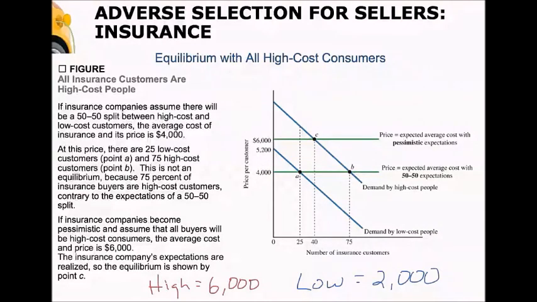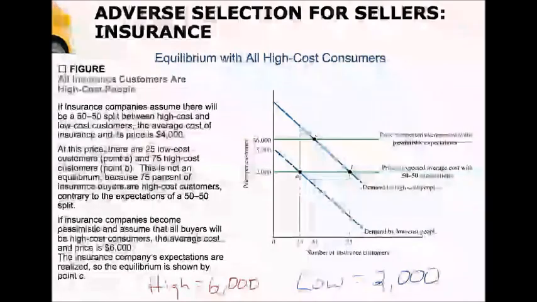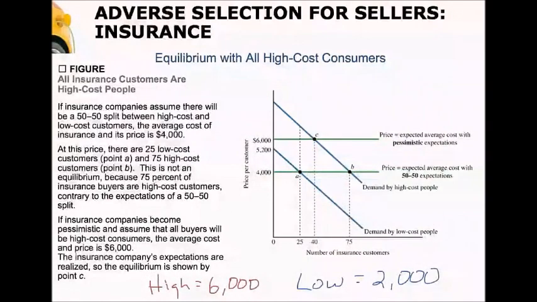Now let's look at the adverse selection problem in this market. If your price is $4,000, well, the demand for insurance for low-cost individuals is going to be lower than the demand for insurance from high-cost individuals. People who know they're high-cost individuals are more likely to get sick, more likely to get in accidents. They know this. They're more likely to want insurance than a low-cost individual would. So the demand for high-cost people for insurance is higher than the demand for low-cost individuals.